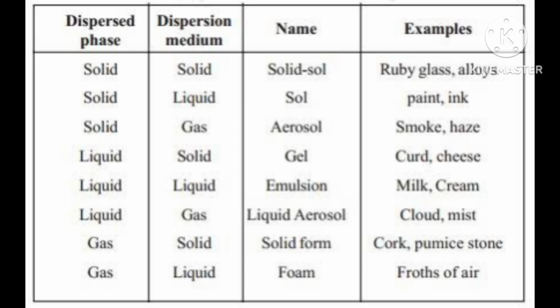First I am telling the dispersed phase, and second the dispersion medium. The dispersion medium is in more quantity, just like a solvent. Now liquid plus a solid: liquid is in less quantity, solid is in more quantity. Then it is called gel, G-E-L, gel. Its examples are cheese, butter, jellies.